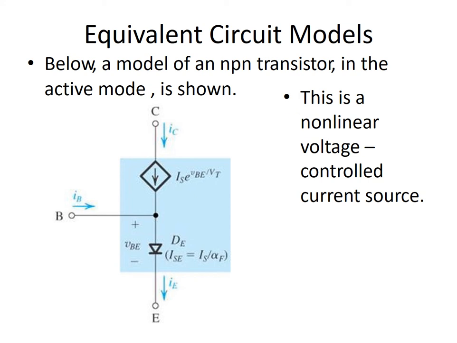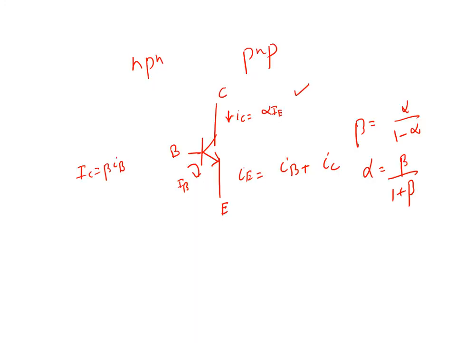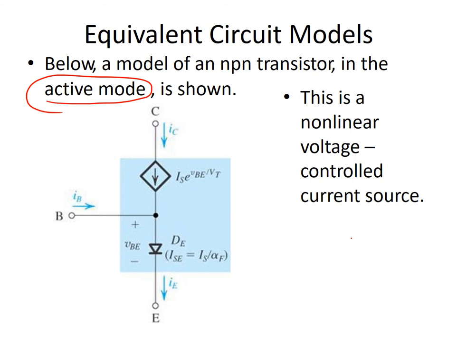We are going to study four models, and all models are for the active mode. If you relate this with the model I have just described here, we can see the transistor with the emitter, collector, and the base.